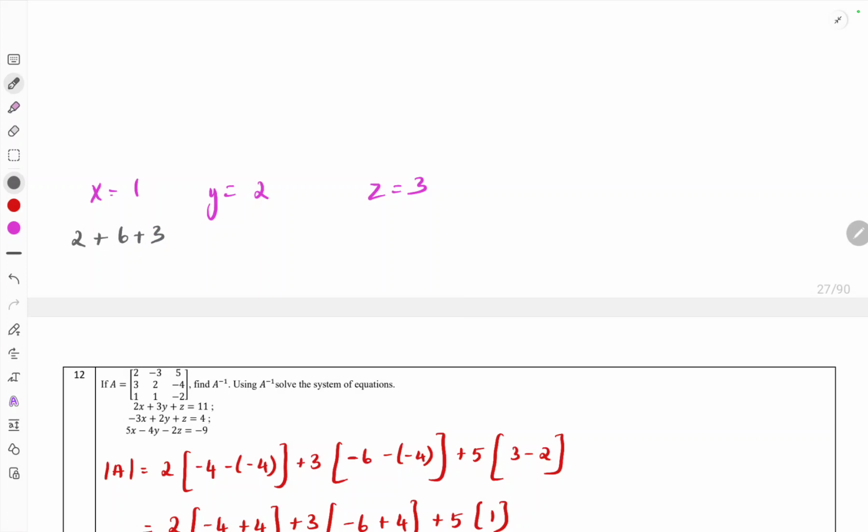So 6 plus 2 is 8, 8 plus 3 is 11. So for the first equation it is correct. What about the second equation? Minus 3 plus 2 twos are 4, plus 3. So it is equal to 4. Yes, for the second equation also it is correct.